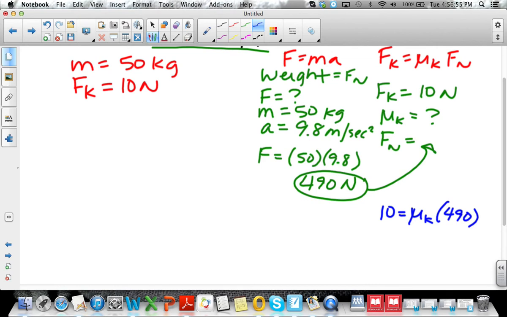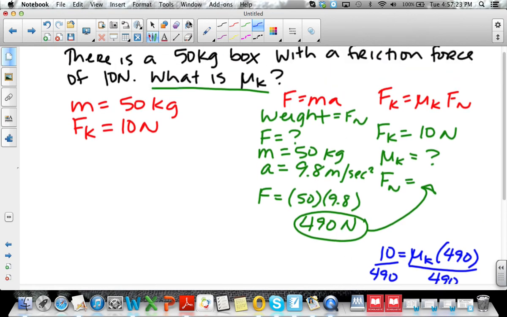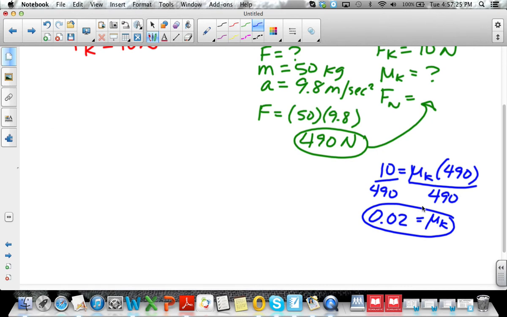Okay, and then remember our algebra skills, they're being multiplied, so I'm going to divide. And if I do that, 0.02. And mu doesn't have any units, so just leave it at that. Okay, and once you've got mu, you know that you're done because that's what they were asking for. They wanted what's mu k, and we just figured that out.